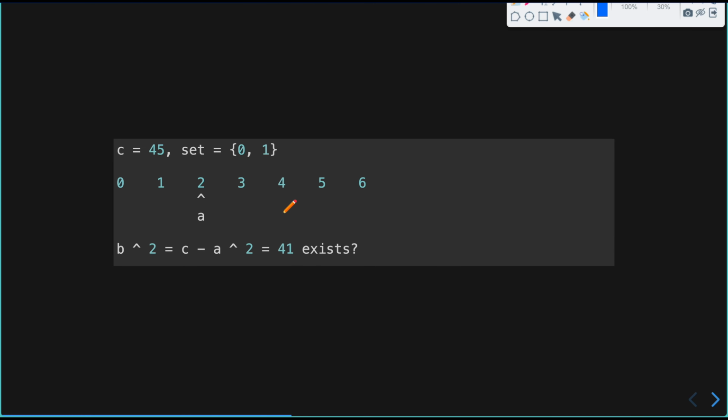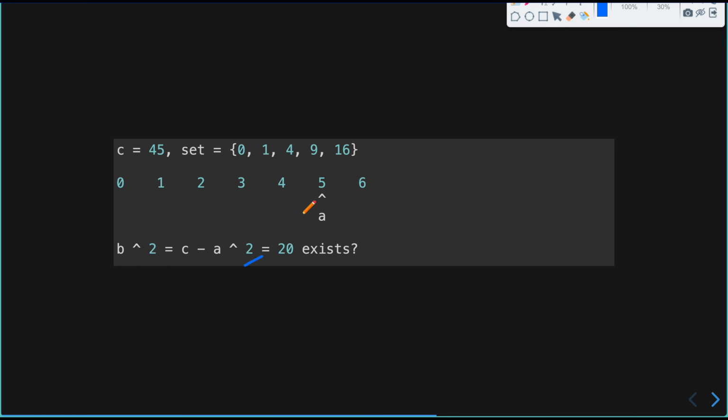Now our a becomes 2 and we check if c minus a square, that is 41, exists in the hash set, and the answer is again no. So we will also add 4 to the set now. Then we will be at 3 now and we will check does 36 exist in the set, and the answer is again no. Now 9 will be added to the set, and now we go to 4 and check for 29 existing in the set, because 4 square will be 16 and 45 minus 16 will be 29. So we will check if 29 exists in the set, and the answer is again no. Similarly, we reach 5.